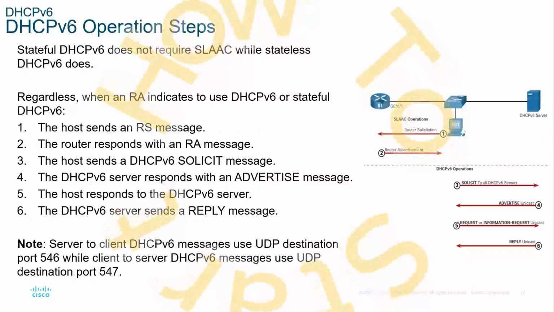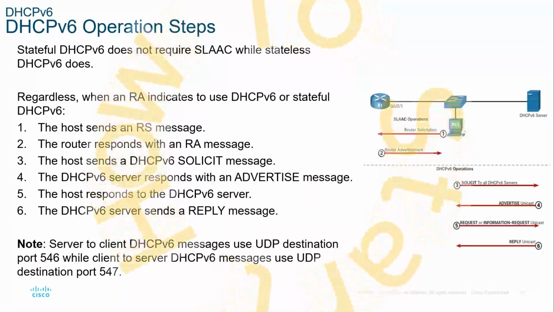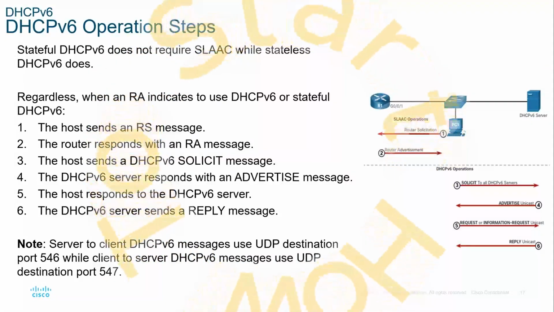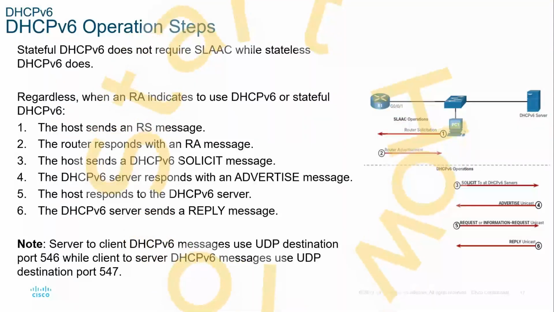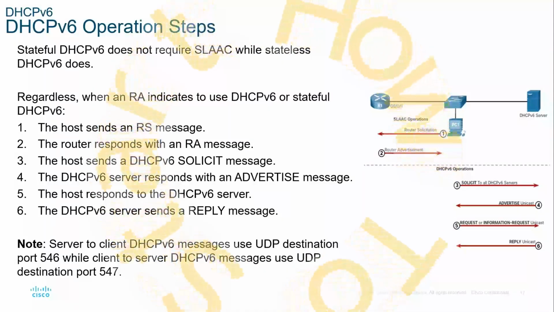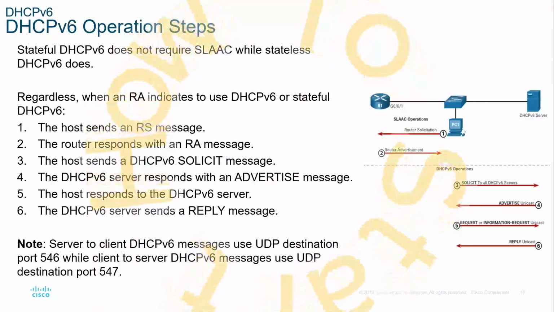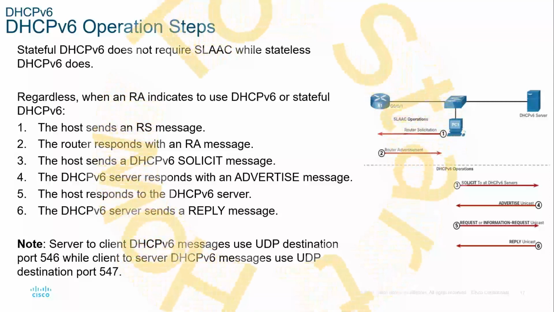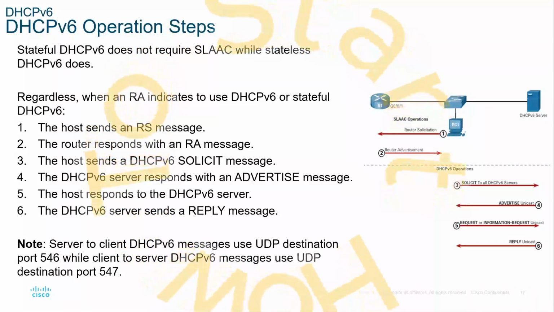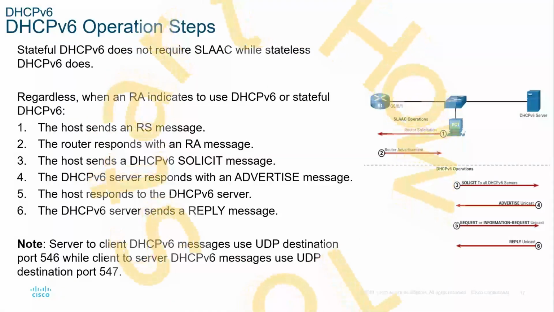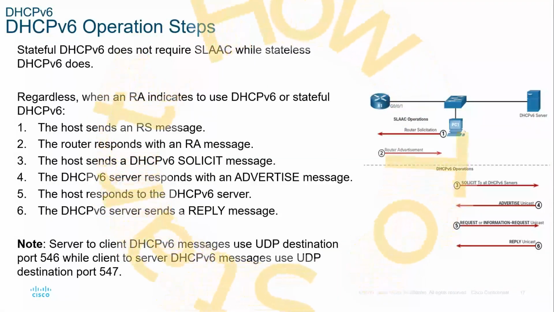Moving forward, we have DHCPv6. In previous chapters we talked about how we actually got our addresses. Well, with DHCPv6, we have a little bit more. Stateful DHCP does not require SLAAC, while stateless DHCP does. DHCP comes in 2 main flavors, stateless and stateful. Stateless doesn't track information, where stateful does track information.